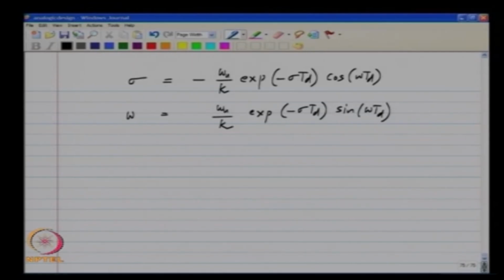Okay. As usual, we do our sanity check. For TD equal to 0, the only satisfactory solution is to have sigma equals minus omega u by k and omega equal to 0. Okay. That corresponds to the case without delay.